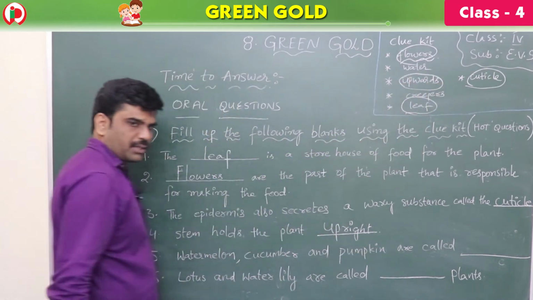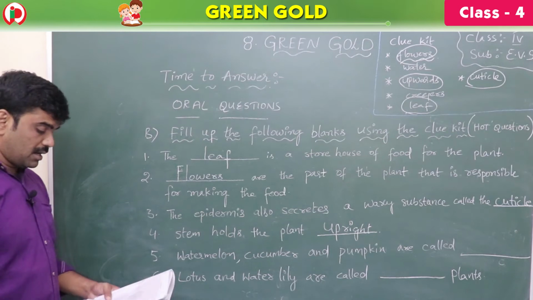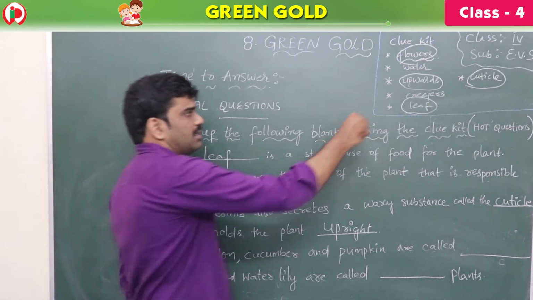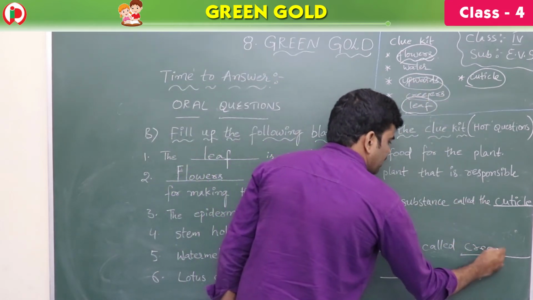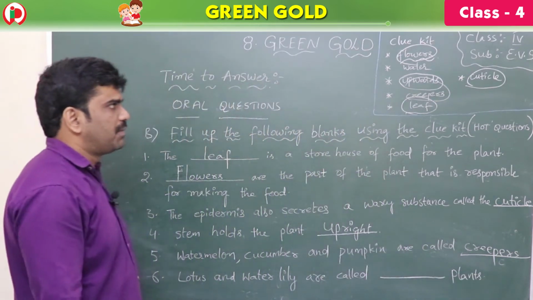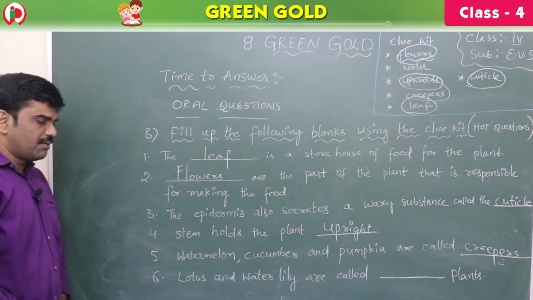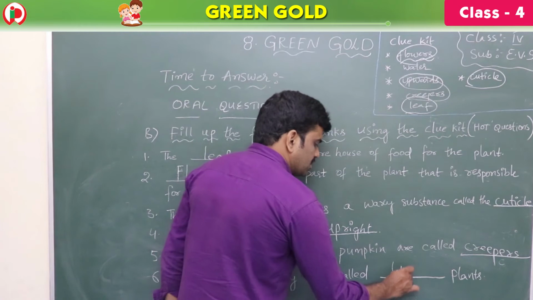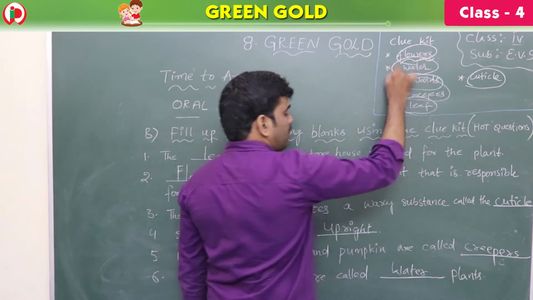Next one. Watermelon, cucumber and pumpkin are called dash. Yes, children, that is creepers. So watermelon, cucumber and pumpkin are called creepers. Then what is the left out? Yes, water. Lotus and water lily are called dash plants, water plants. Why? Because they live inside the water. These are called water plants.